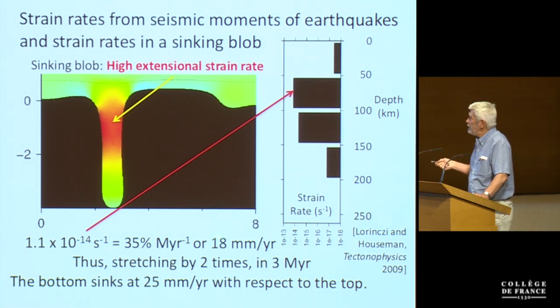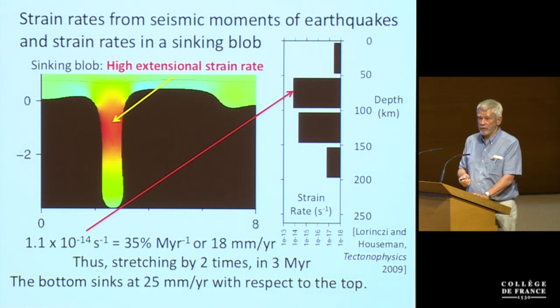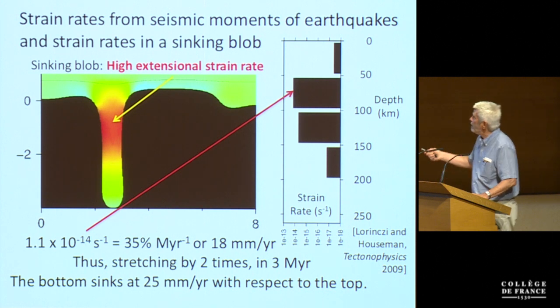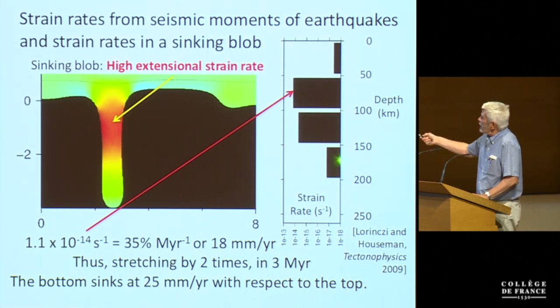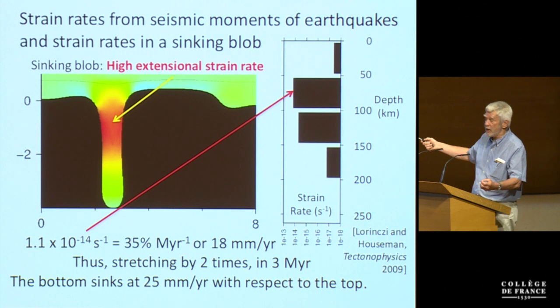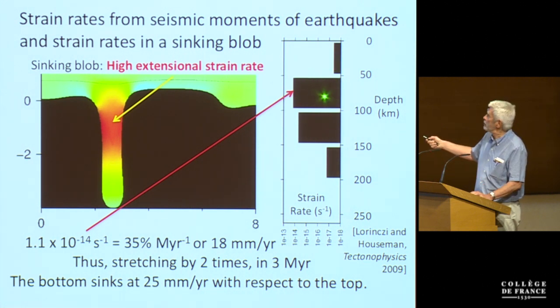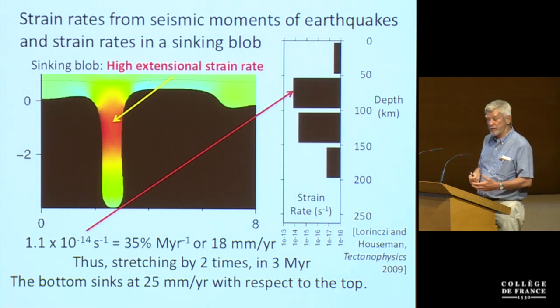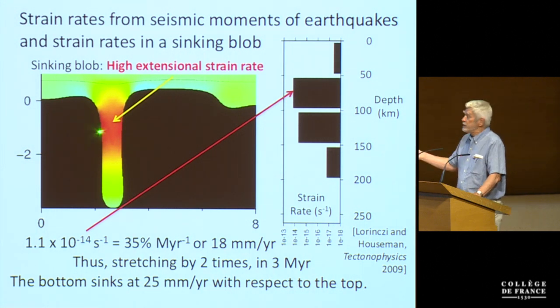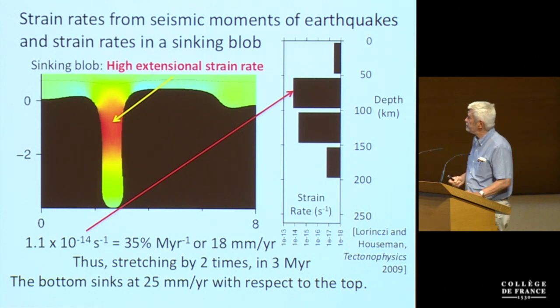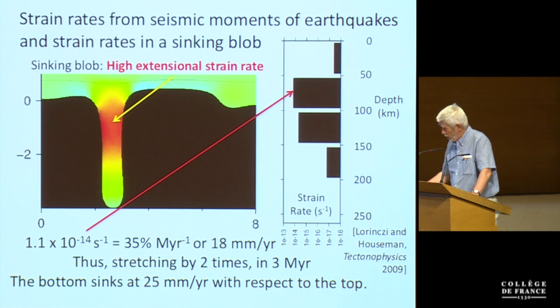And I point out 18 millimeters a year is very fast for Europe. Only within the Aegean do you have rates that are that high. If you include the rest in here, the rest of the seismic moments and the strain rate, you get to 25 millimeters a year that the piece at 200 kilometers is sinking relative to the crust above at around 50 kilometers. This is very fast. And their argument is this is a blob of sinking lithosphere. And this is the argument I'm going to pursue for the Hindu Kush as well.